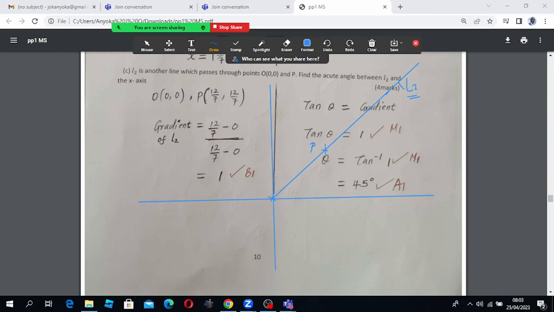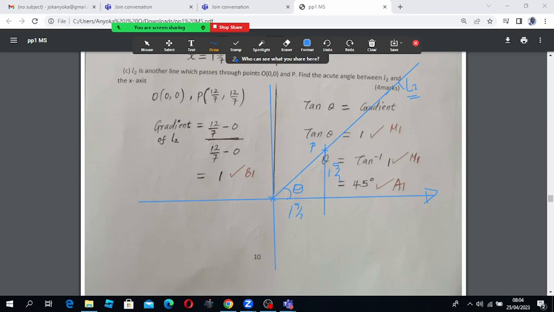L2 makes with the x-axis. This is the x-axis. So we are looking for this angle. If we drop a perpendicular line from P to the x-axis, we are going to get this one as 1 5 over 7, and this one also would be 1 and 5 over 7. In other words, 12 over 7.